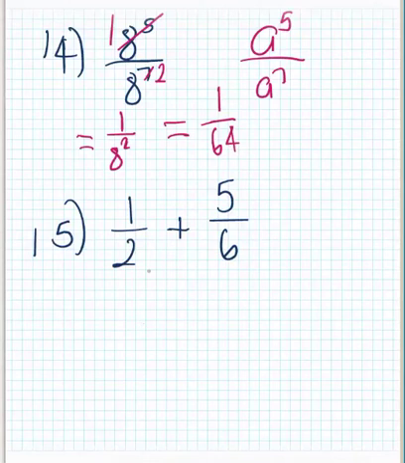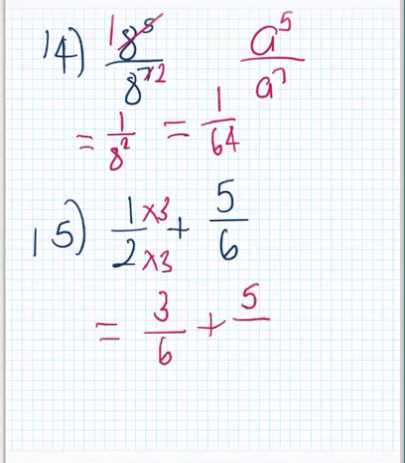And now number 15, this is just your basic fraction skills. To add fractions or subtract, we know we have to have the same denominator. So your first step is, can we make our 2 into a 6? Yes, we can. 2 times 3 gives me 6. What I do to the bottom, I must do to the top. So we end up with 3 over 6 plus 5 over 6.